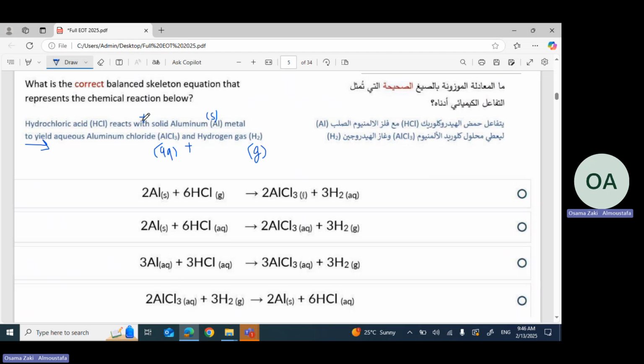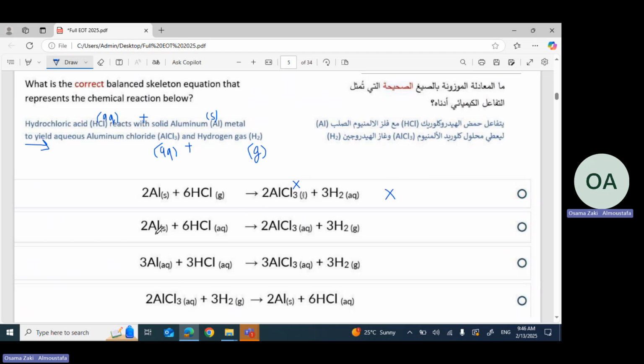And you have to have a look at the physical state. So let's see. Al solid plus HCl gas. No, HCl is not gas. HCl is aqueous, AQ. So as you see, this is a mistake. Let's go through the first option. As you see here, they said AlCl3, which is liquid, but AlCl3 is AQ. So this is another mistake. H2, which is AQ, but H2 is gas. So totally this option is not correct.